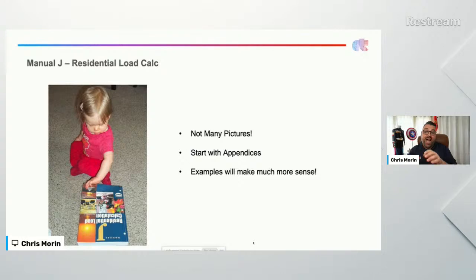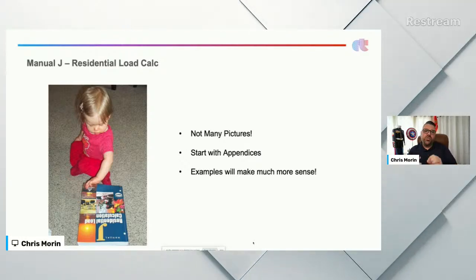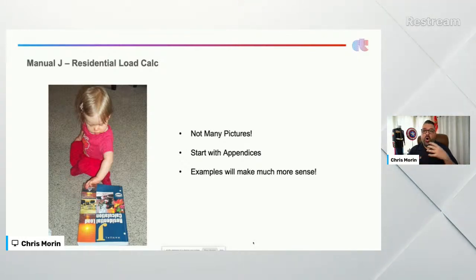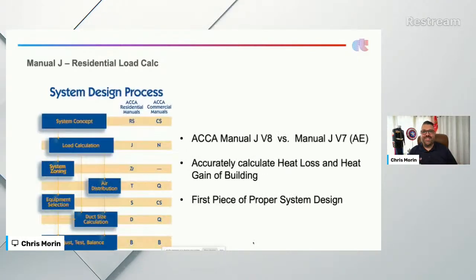So if you ever do get a physical copy, and if you want to learn more, make sure you start with the appendices. Read the appendices first. That's the appendixes in the back. And then when you go through the examples, those examples will make a lot more sense at that point. If you don't read the appendices, it's not a book, right? It's a manual for a reason, all right?